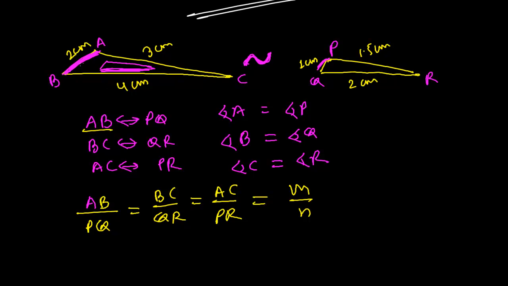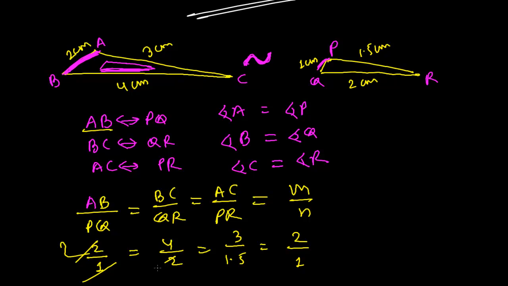Like this is your 2 centimeter. AB is 2 centimeter, but if you see PQ, this is 1 centimeter. And BC is 4 centimeter, so QR is 2, and AC is 3, and here you have 1.5. See, everywhere what you're getting is 2 to 1: 2 over 1, 4 over 2, 3 over 1.5. Each is 2 times.